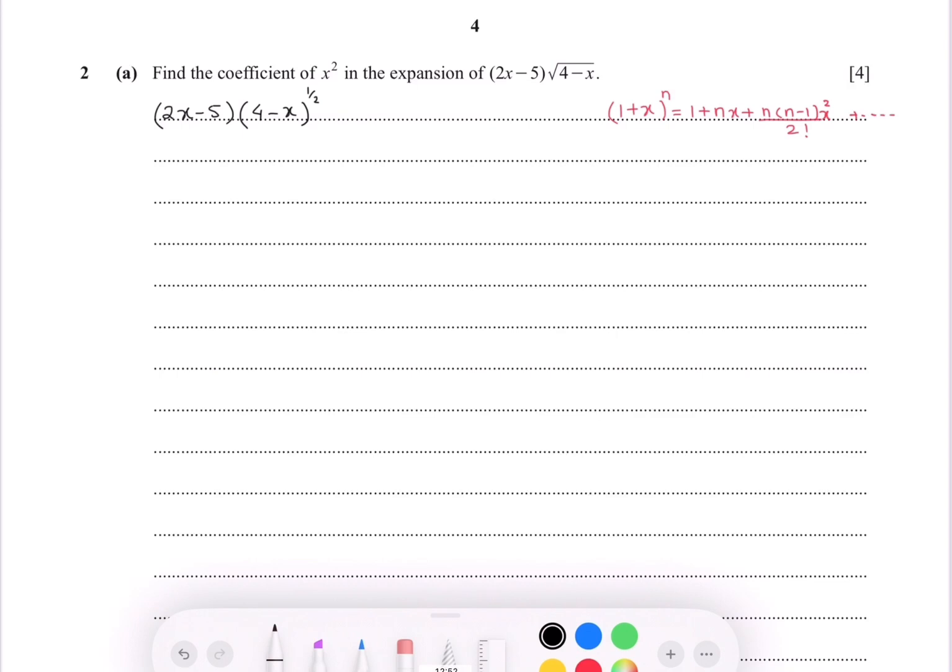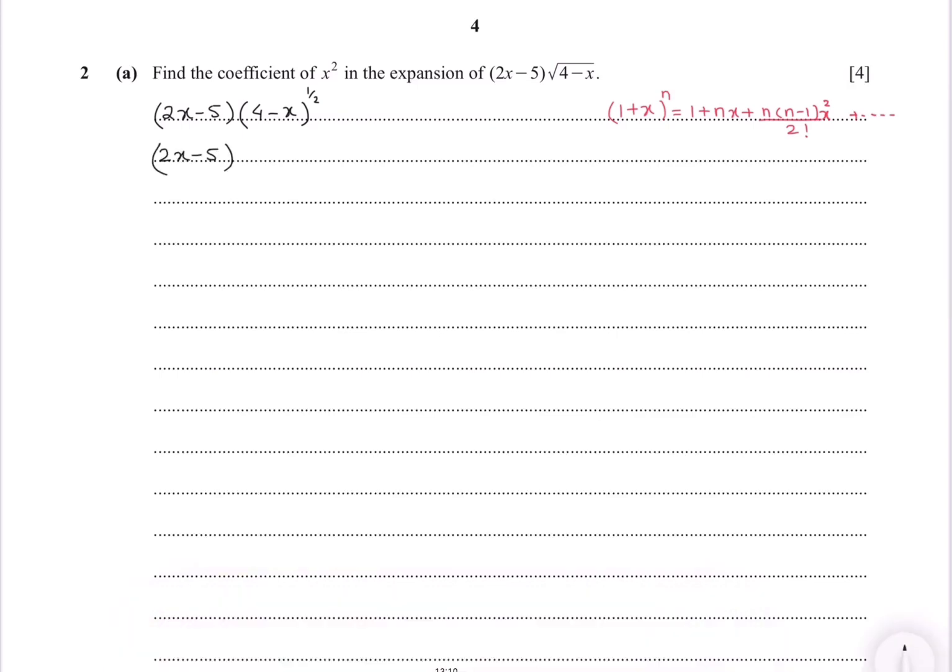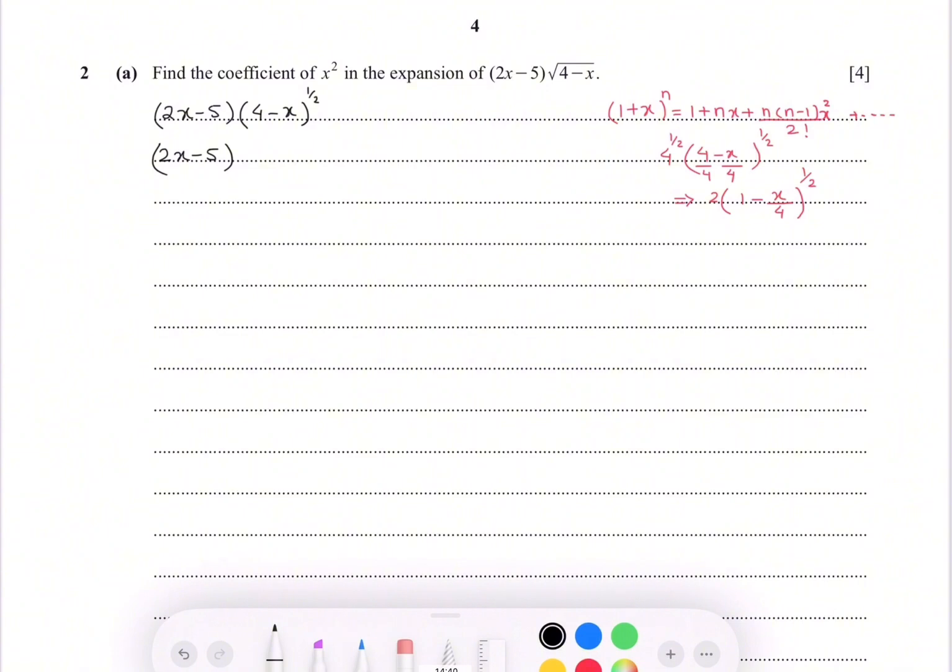So convert 4 minus x in the form 1 plus x. So we have to divide 4 minus x by 4, and you have to multiply also by 4. So you write 4 power 1 over 2. So this becomes 2, 1 minus x over 4 whole power 1 by 2. Write it here. So take 2 at one side. Now expand 1 minus x over 4 power 1 over 2 with the help of this formula, which will be given to you in the formula sheet.